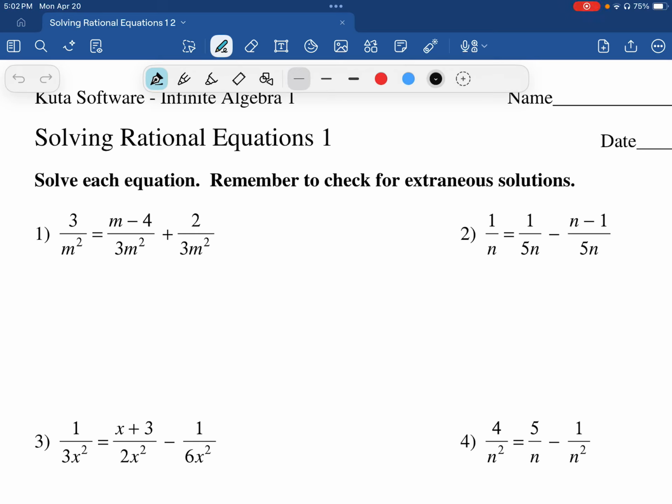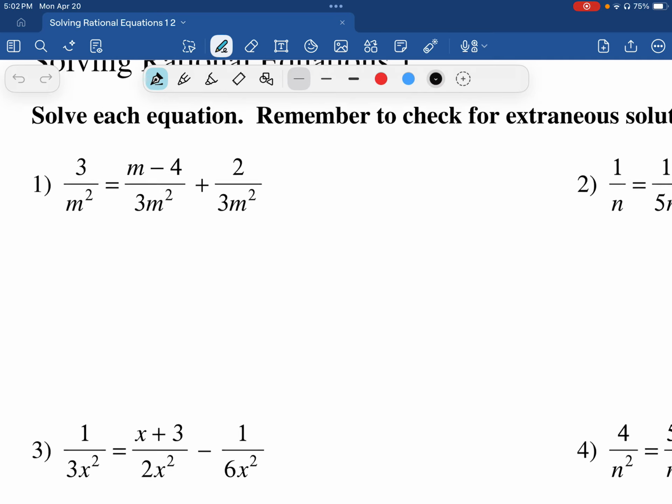Okay, today we're going to work on solving rational equations. I'll do a few problems for you. So let's go ahead and jump in.